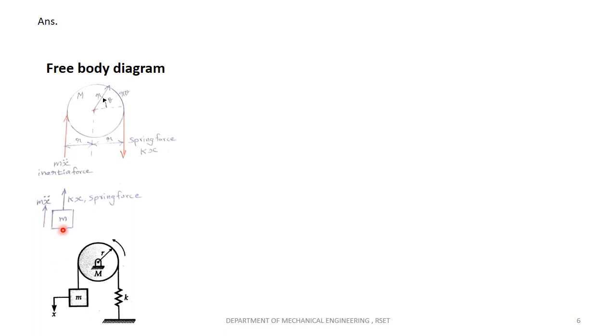We can see here the free body diagram of the mass also. When I am rotating the pulley in the counterclockwise direction, the mass will move downwards. When the mass is moving downwards, the spring force will be acting in the upward direction on this side, because the spring is trying to bring the pulley to the original position. That means it will push the mass like this.